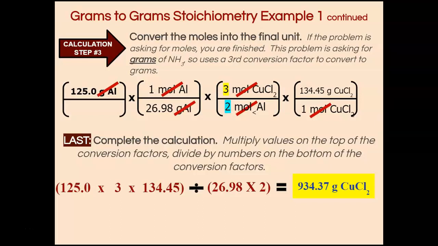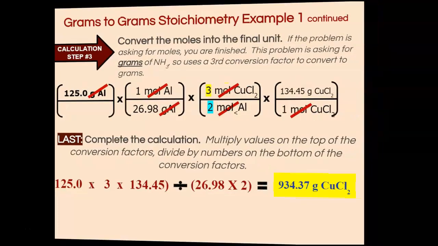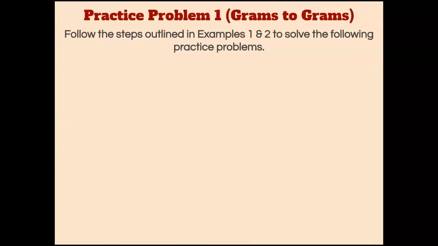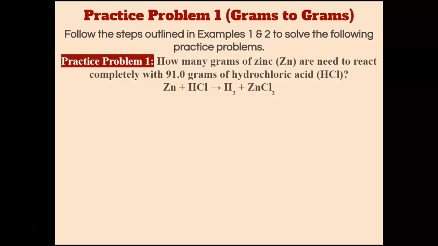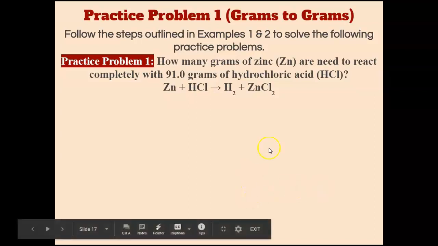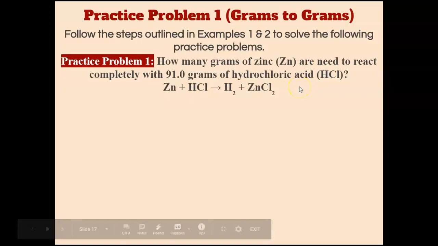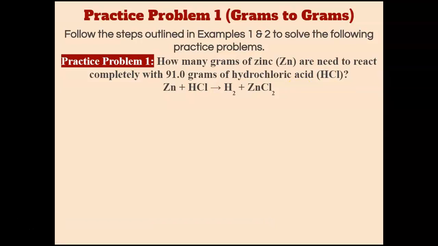The next 2 slides in the presentation are practice problems for you. So here is the first practice problem. I want you to solve it on your own. Problem 1, how many grams of zinc are needed to react completely with 91 grams of hydrochloric acid? There is your skeletal equation. Pause the video, follow the same steps I've shown you in this video and the previous video to calculate an answer. Then resume the video and check your work.